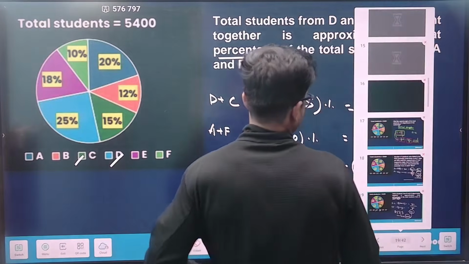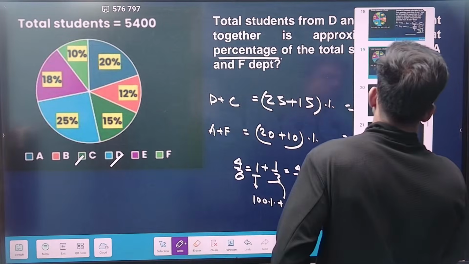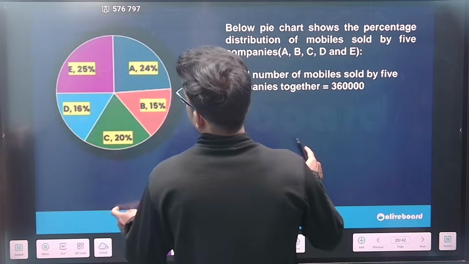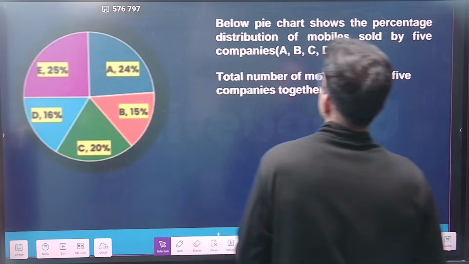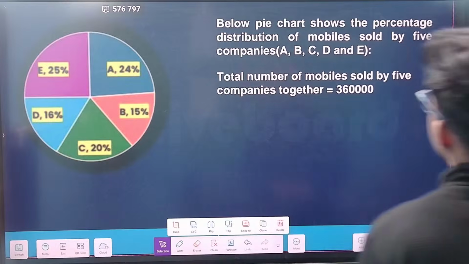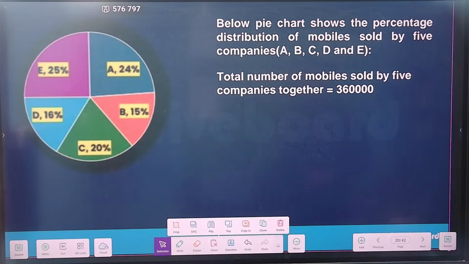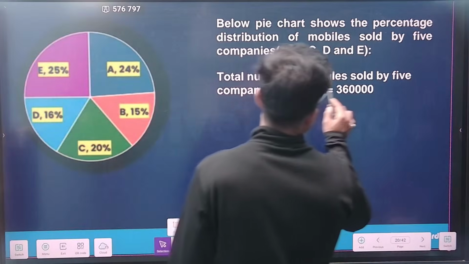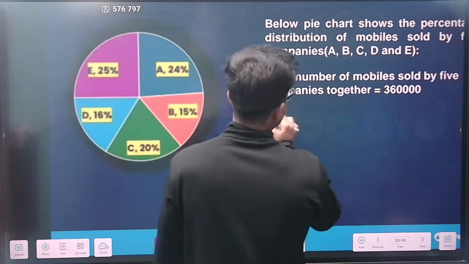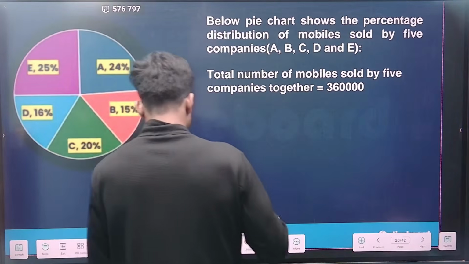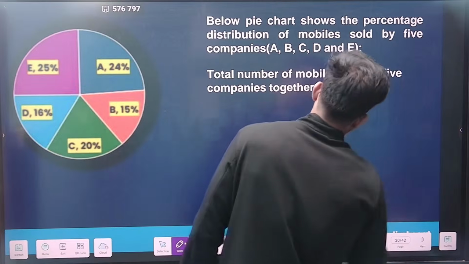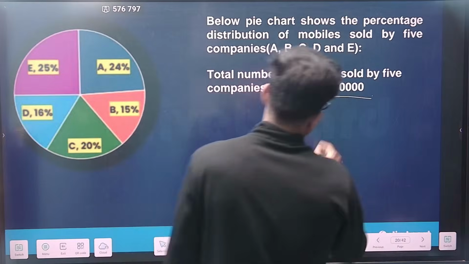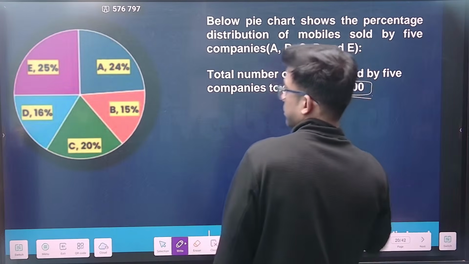Now we have another set of questions. We will look over, and I will be giving you to solve. The below pie chart shows the percentage distribution of mobiles sold by the companies A, B, C, D, E. The total number of mobiles sold by the companies together is basically 3,60,000 mobiles.